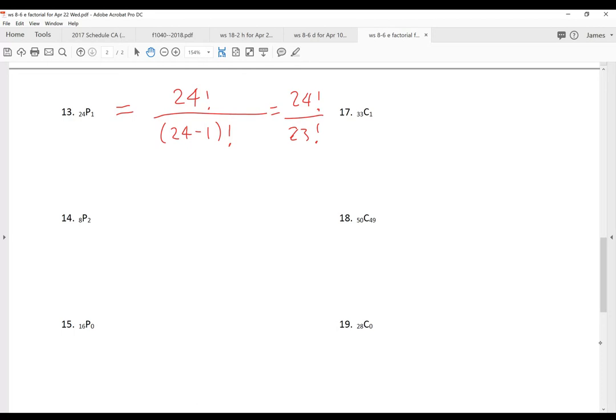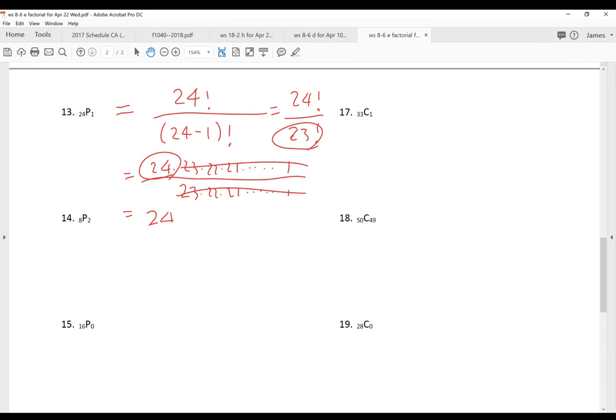So as you can see, a lot of numbers get canceled out. So it's 24 times 23 times 22 times 21, all the way to 1. And in the bottom is 23 factorial, so 23 times 22, 21, 1. So everything cancels out starting with the 23, and the only thing that's left is 24. So the answer is 24. It's like 24 times 1, which is 24. By the way, when you cancel these out, it doesn't become a 0. It becomes like 23 divided by 23 is 1. It's not a 0. We do cross it out, but it's 1. So 24 times 1 is 24.